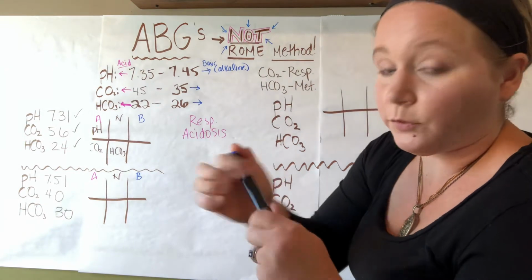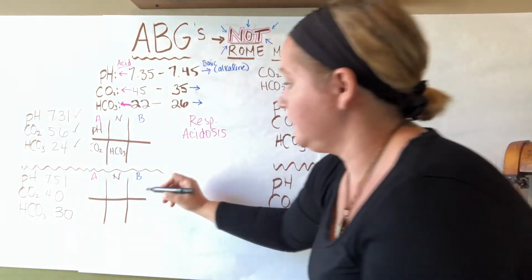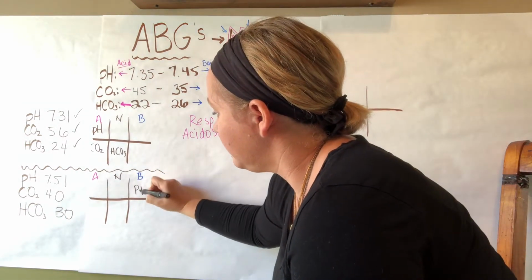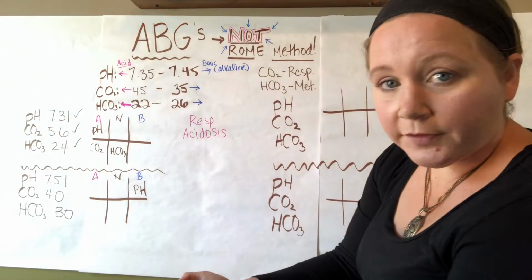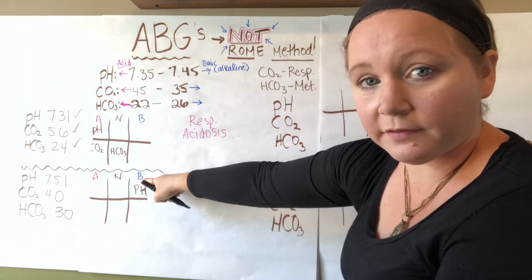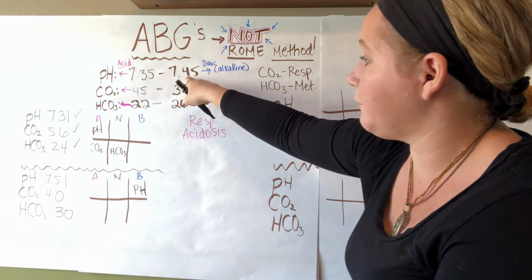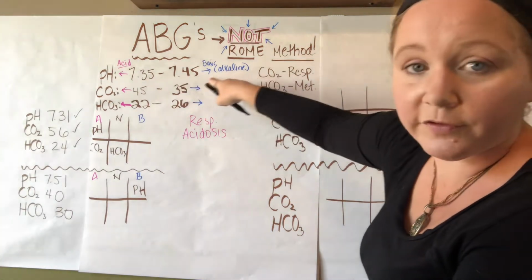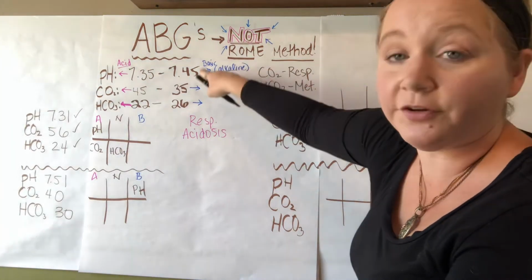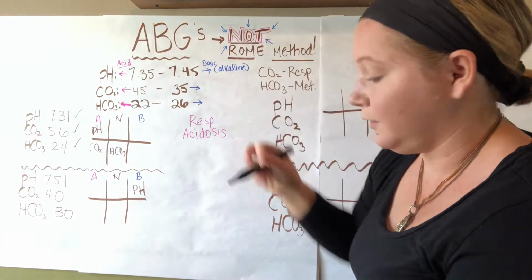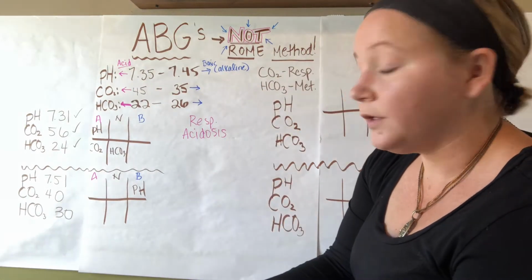So I'm going to write the word pH on that base side, my alkaline side, because 7.51 is more than 7.45, and that lands over here in this basic side. We have a CO2 of 40.